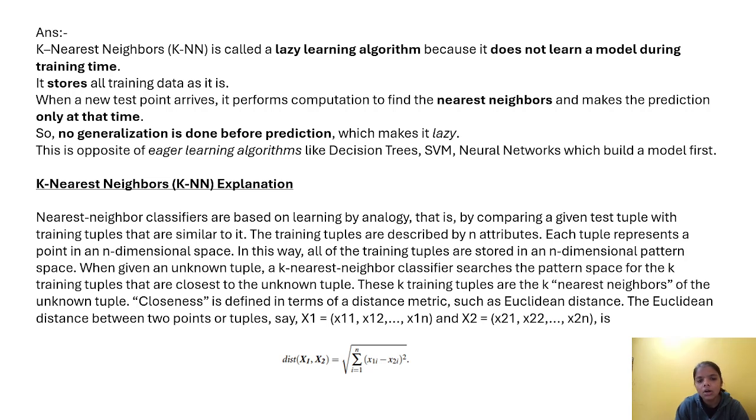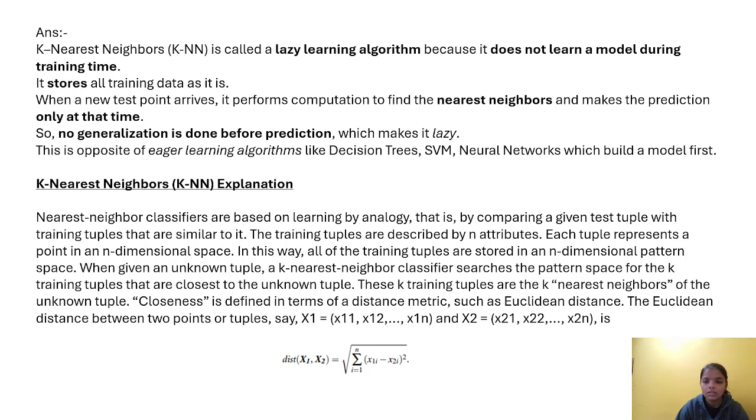In this way, all of the training tuples are stored in an n-dimensional pattern space. When given an unknown tuple, a K nearest neighbor classifier searches the pattern space for the k training tuples that are closest to the unknown tuple. These k training tuples are the k nearest neighbors of the unknown tuple. Closeness is defined in terms of a distance metric such as Euclidean distance.